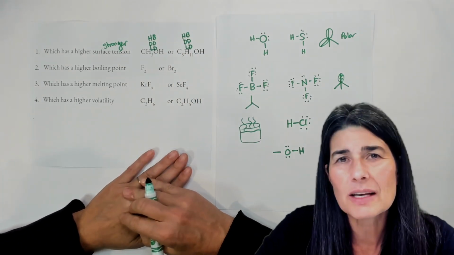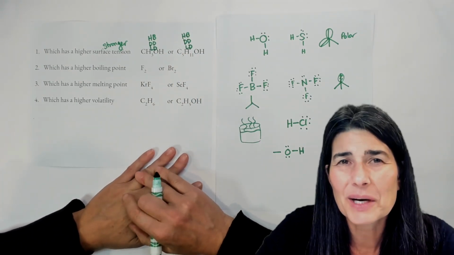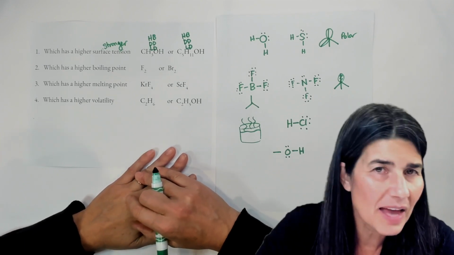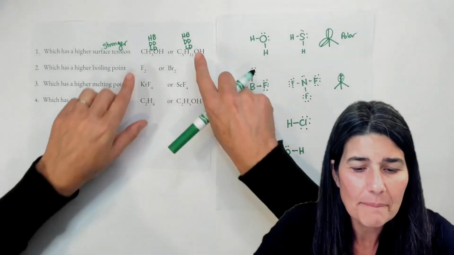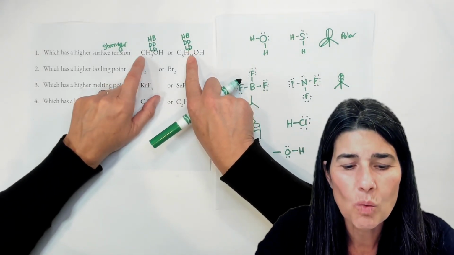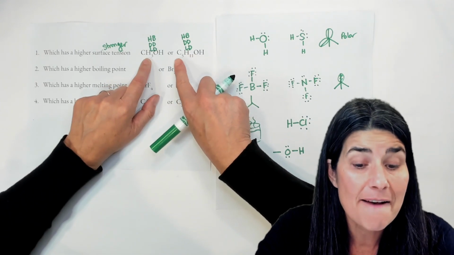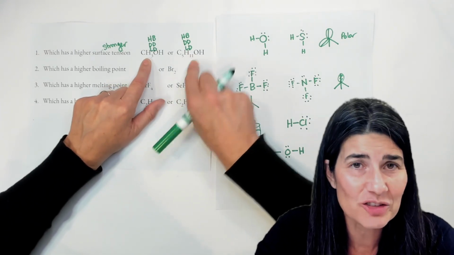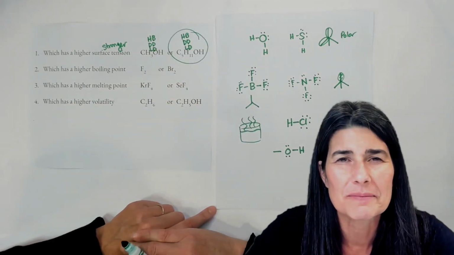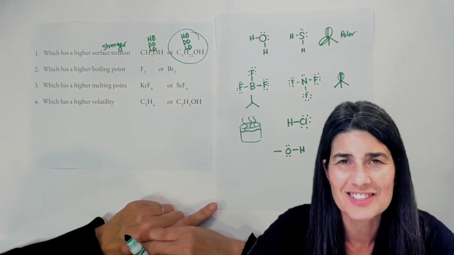So whenever it looks like we have a tie, the tiebreaker is usually the London dispersion forces. They both have hydrogen bonding, dipole-dipole, but which one has stronger London dispersion forces? 1 carbon, 3 hydrogens, 5 carbons, 11 hydrogens. That is going to be my strongest force. That will have the highest surface tension.